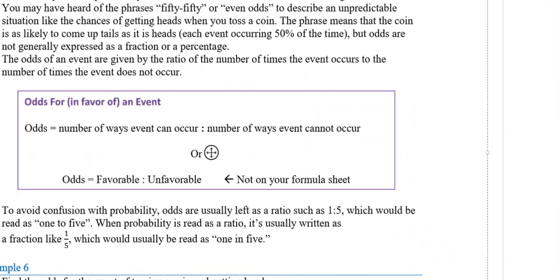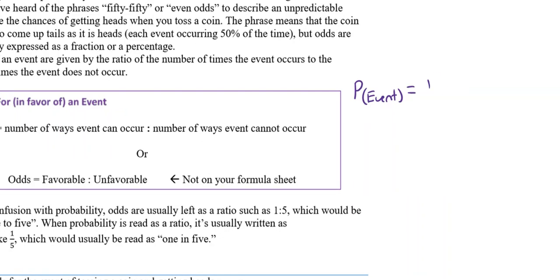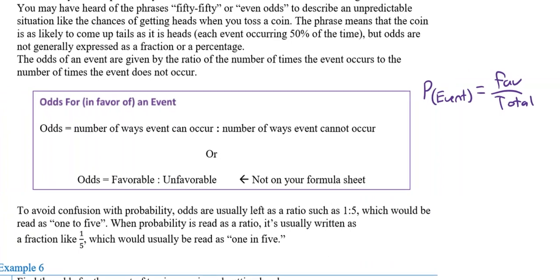So let's look back at this. Remember in the last lesson, I'll compare this. Before, with probability, we'd say the probability of an event was equal to favorable over total. Okay, so that was probability. Now with odds, odds is going to be favorable, dot dot, unfavorable. Okay? This one's not on your formula sheet, so we'll have to memorize this.